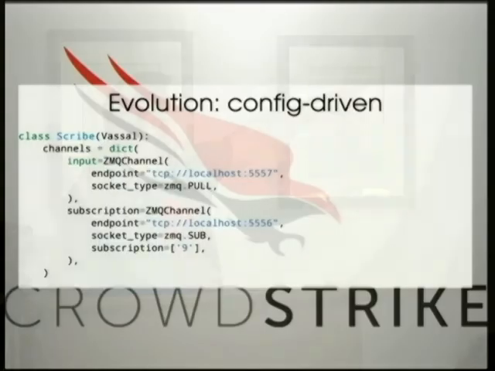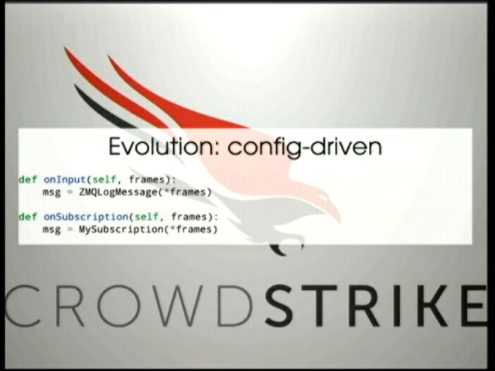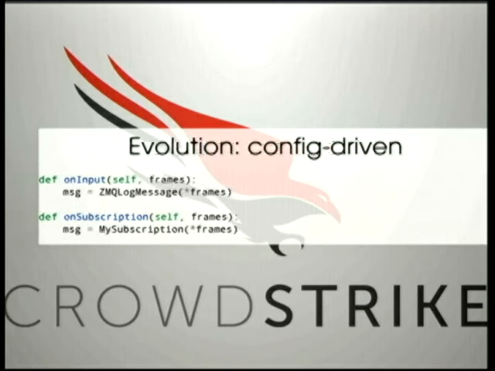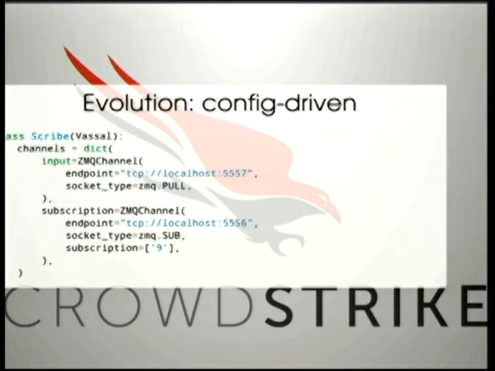And here's just an example of, in our code here, we're setting up the keys in the channels dictionary. The vassal class will look for a handler for that channel. So it will map an input key to on input, and then the frames are what's going to be received on that socket. So the second socket is just subscription. So on subscription will be the event handler for that.